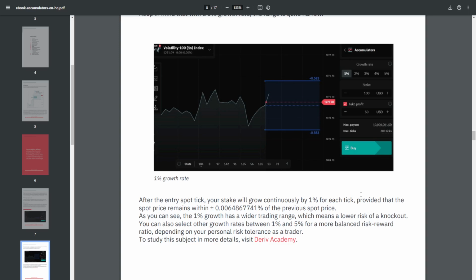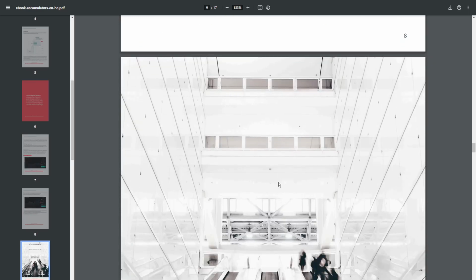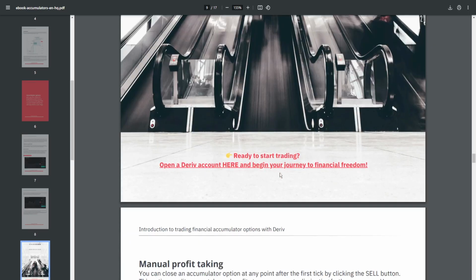If you are able to tolerate the risk that accompanies the growth rate of 5%, well and good. Again, 4%, well and good. 3%, well and good. But it depends on your risk tolerance as a trader. Okay? Let us proceed. Now, I hope all of you are okay.